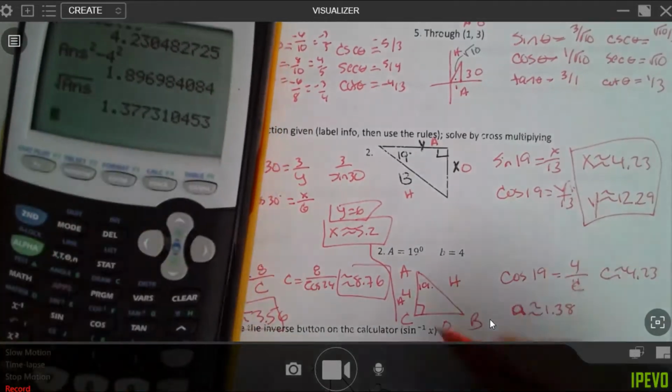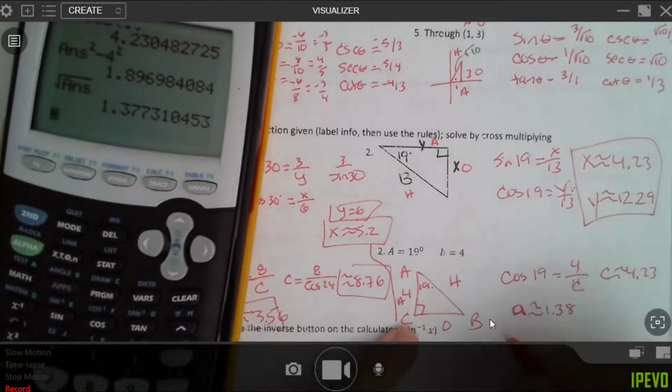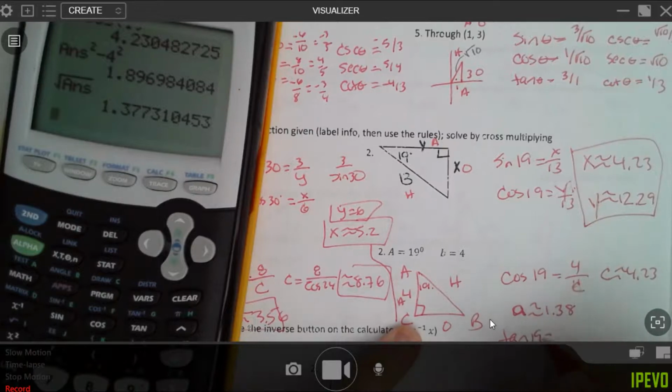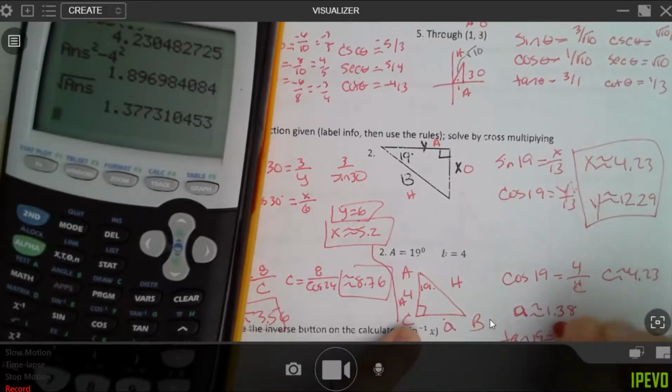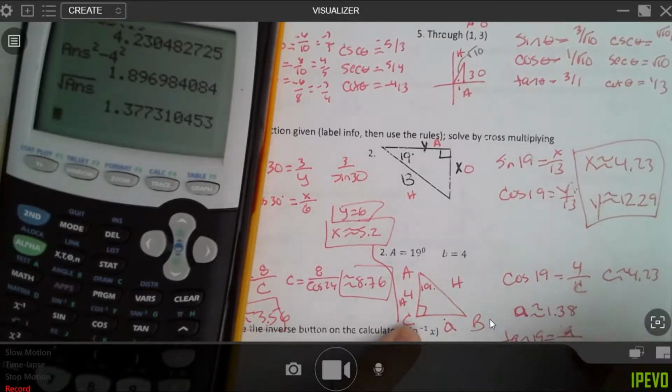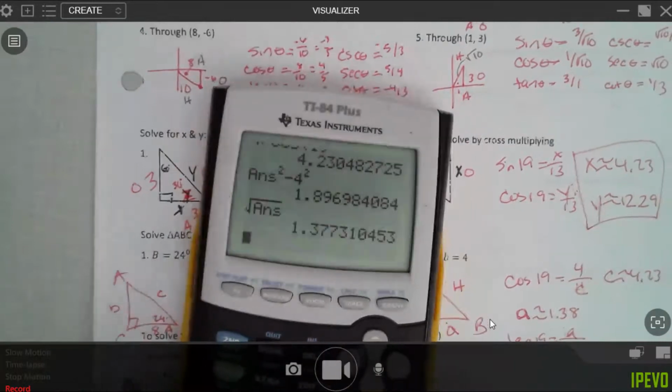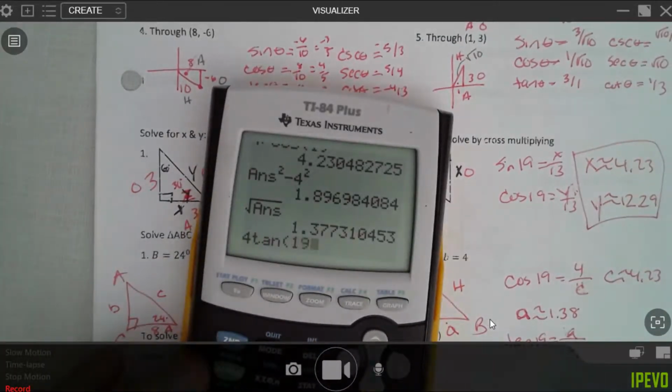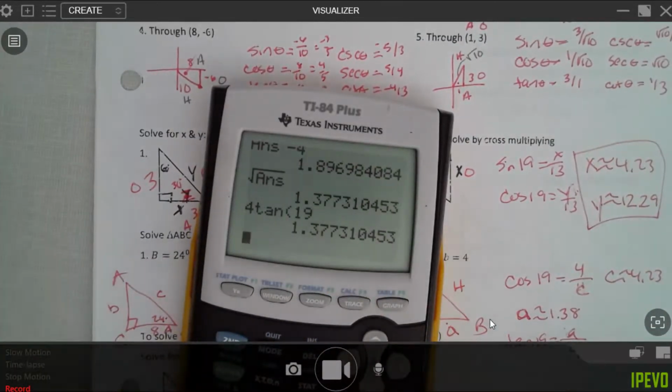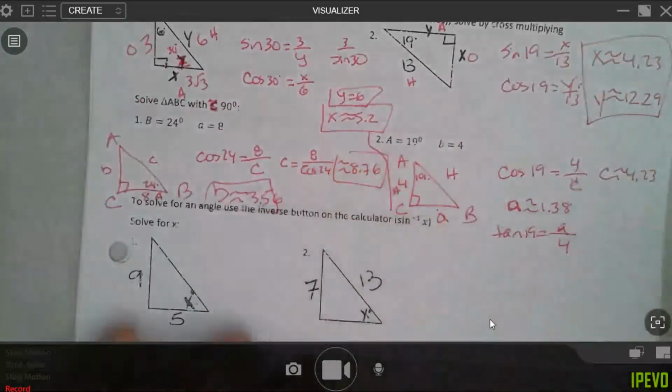I'm going to show you if I use the other function too. So if I did tangent here, I could say tangent of 19 equals my little a over 4. And if I did 4 tangent of 19, look, exact same decimal. So either way you can get it.